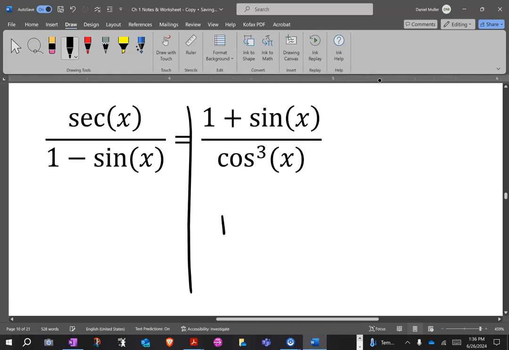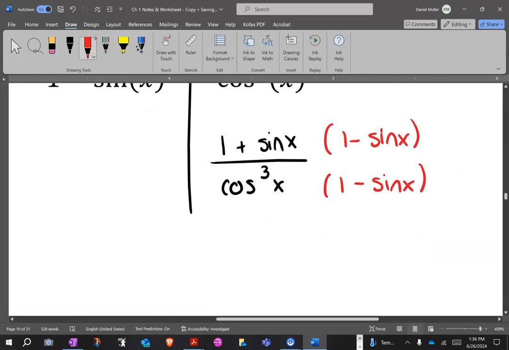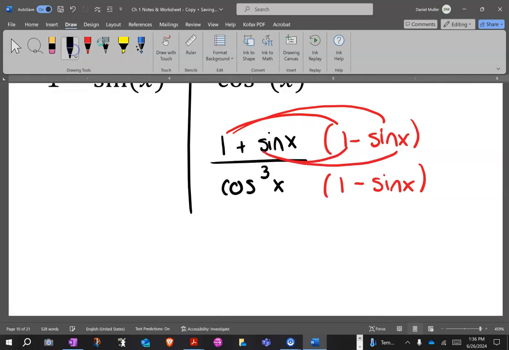So I'm going to leave myself some room. 1 plus sine x over cos cubed. That's strange. And I'm going to multiply by 1 minus the conjugate. Conjugates don't always just have to be on the bottom. They can be on the top. So this might be the first time that I've ever done that. So 1, negative sine, positive sine, negative sine squared.